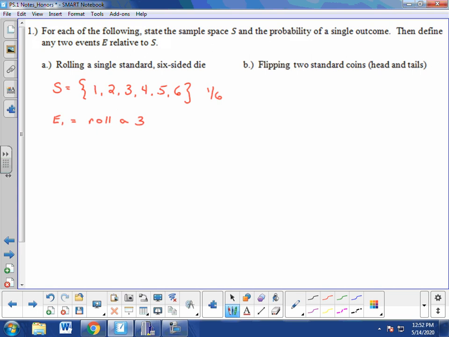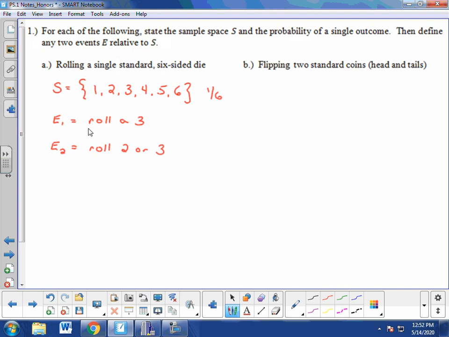So we have a 1 in 6 chance of rolling a 3 because there's 1 three in the sample space and there are 6 total outcomes. Let's say event 2 is rolling a 2 or a 3. Now, the probability of this event would actually change, and we'll talk about the probability of events and why they change. But this could be an event.